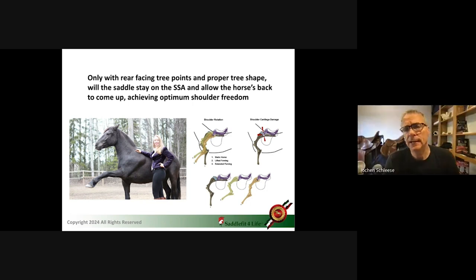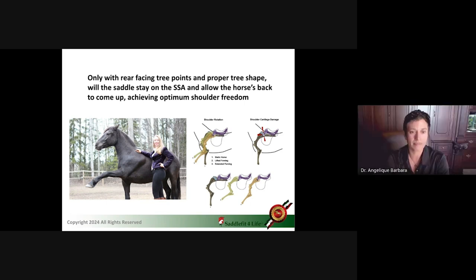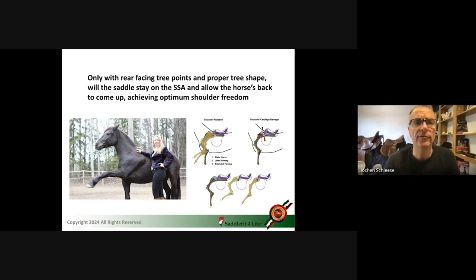Right. And you just mentioned sometimes people even start by putting the saddle too far forward. What disciplines do you find is the most common pattern?